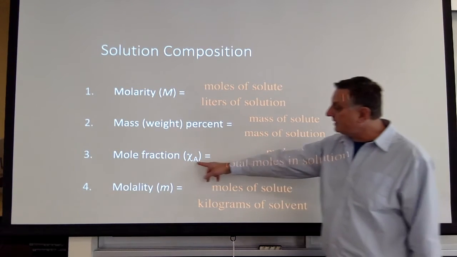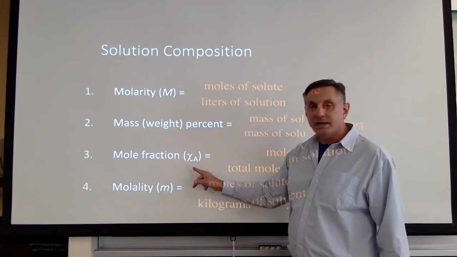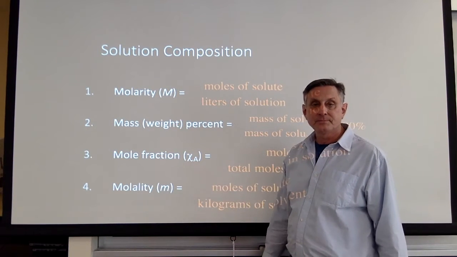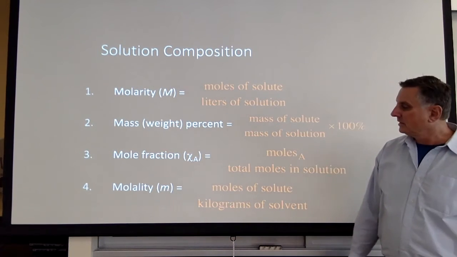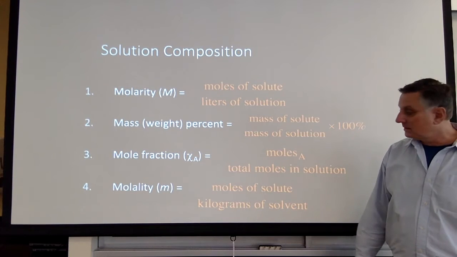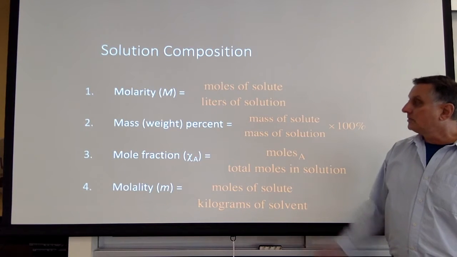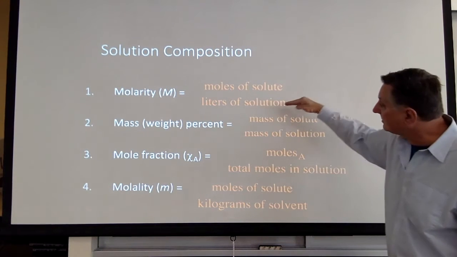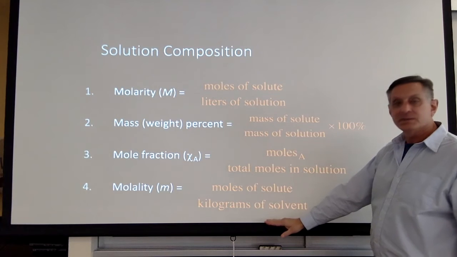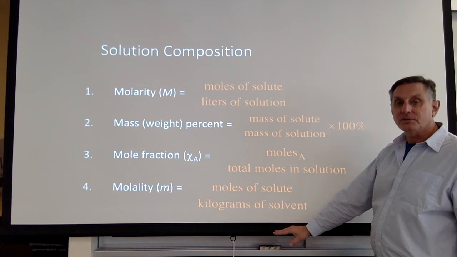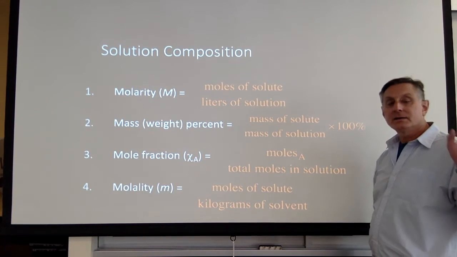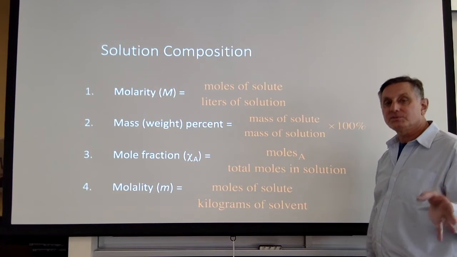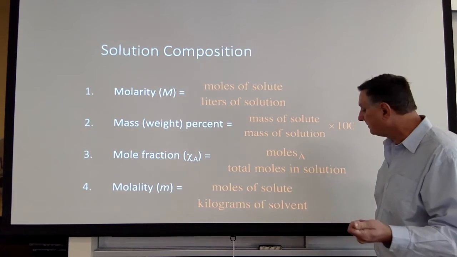Notice the Greek letter chi here. The Greek letter chi is the symbol for mole fraction. Yeah, it's a little bit weird. And then finally, molality. Molality is a lot like molarity. The difference is in the denominator. Instead of liter of solution, this is kilograms of solvent. We'll come back on Friday and talk about why we would use molality instead of molarity.